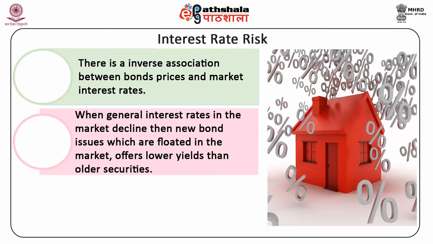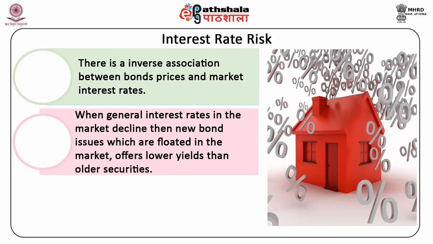When general interest rate in the market declines, then new bond issues which are floated in the market offer lower yields than the older securities. Thus, existing bonds which are offering higher coupons become more attractive to investors and their value goes up. Hence, they are sold at higher prices above their par value. As a result, if one sells a bond before maturity, it may be worth more or less than what was paid for it. Let us understand this with the help of an example.